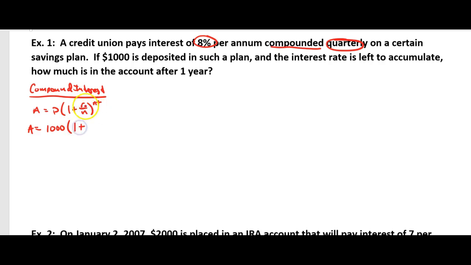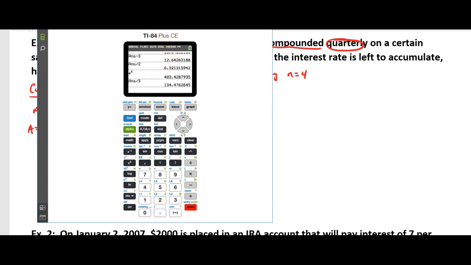times 1 plus our rate was 8%. 8% as a decimal is 0.08, all divided by how many times am I compounding each year? When it says quarterly, we know N is equal to 4. So that's divided by 4. Then we're going to do raised to the 4 times how many years? 1.